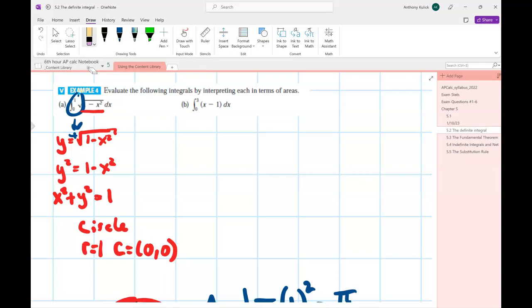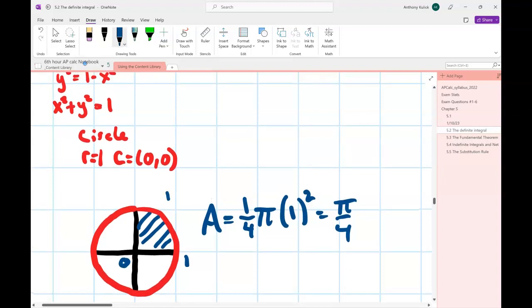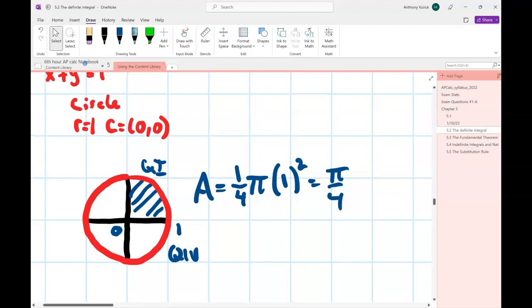Why did you say quadrant 1? Well, quadrant 1 is here, right? And quadrant 4 is down here. Oh, so 0 to 1 covers both of those on the x. But I only want quadrant 1 because I know that the y has to be positive. So that's it. Whoa. That's pretty easy.